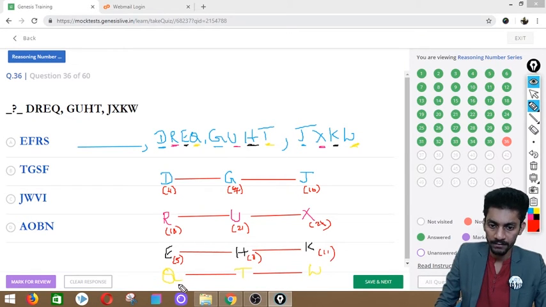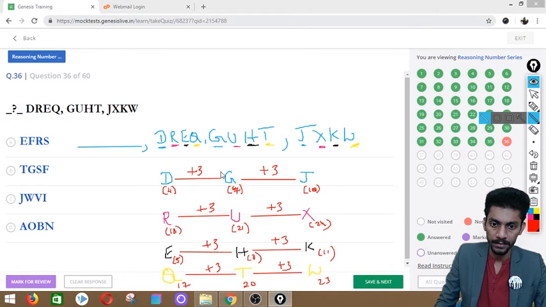By seeing this only you would have got the answer. This is the 17th letter, 20th letter, 23rd letter. What has happened here is plus 3. 4 plus 3 is 7. 7 plus 3 is 10. J is the 10th letter. Plus 3, plus 3, plus 3 throughout.